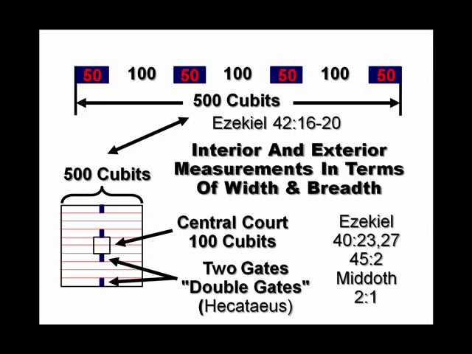Again, we have the 500 cubits. The central court is 100 cubits, and the two gates, double gates by Hecataeus, from the outside to the inside. Now, these are running north-south because the temples occupied one quadrant of this internal square. The interior and exterior measurements in terms of breadth and width.